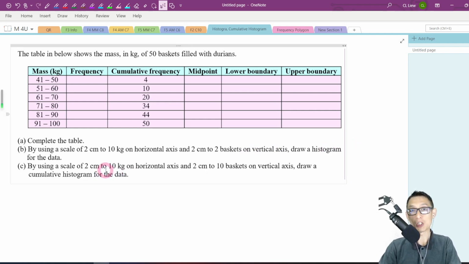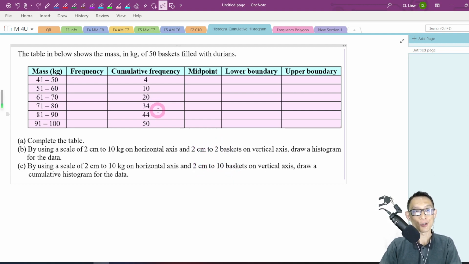For part C, we need to draw a cumulative histogram. So from the name, you know, we need cumulative frequency. The scale that we need to use is 2 centimeters to 10 kilogram on the horizontal axis, so it means 10, 20, 30, and so on. And the vertical axis is different from just now. This is 2 centimeters to 10 baskets, which means 10, 20, 30, and so on. So be careful. The scales that we need to use for part B and part C are different.